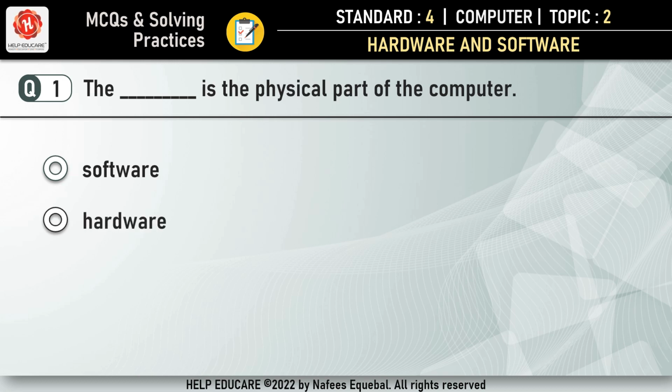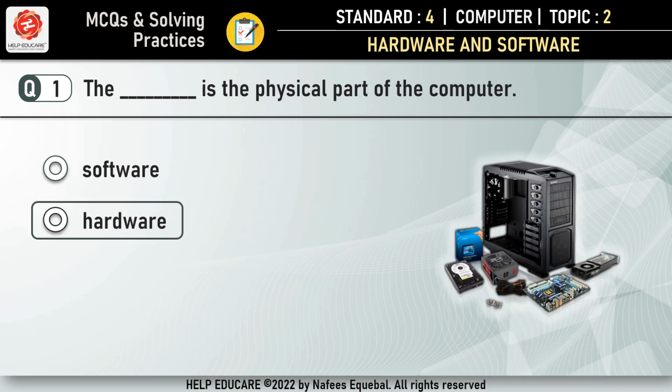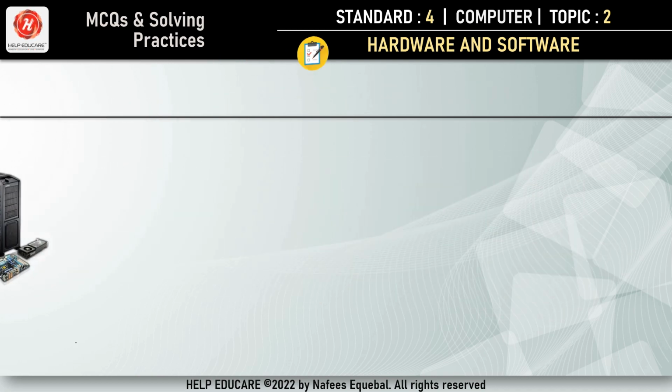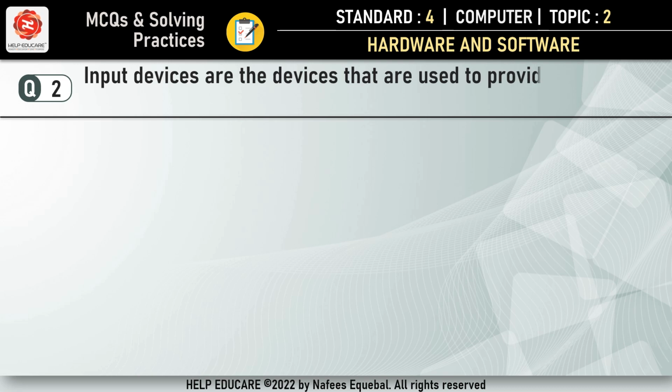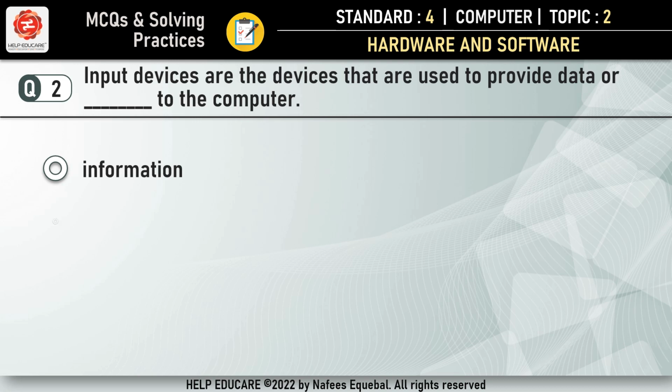Answer will be displayed in 10 seconds. Correct answer is hardware. Question number 2. Input devices are the devices that are used to provide data or dash to the computer. First option, information. Second option, paper. Third option, color. Fourth option, scale.